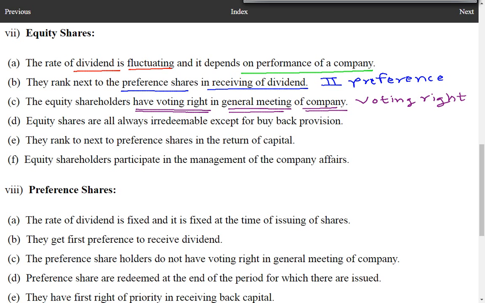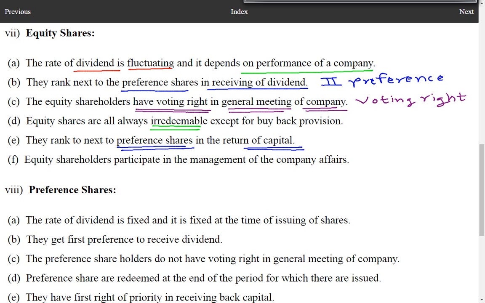The fourth point is equity shares are always irredeemable except for buyback provision. So equity shares are always irredeemable. Next point is they rank next to preference shares in return of capital. They rank next to preference shares in the return of capital.